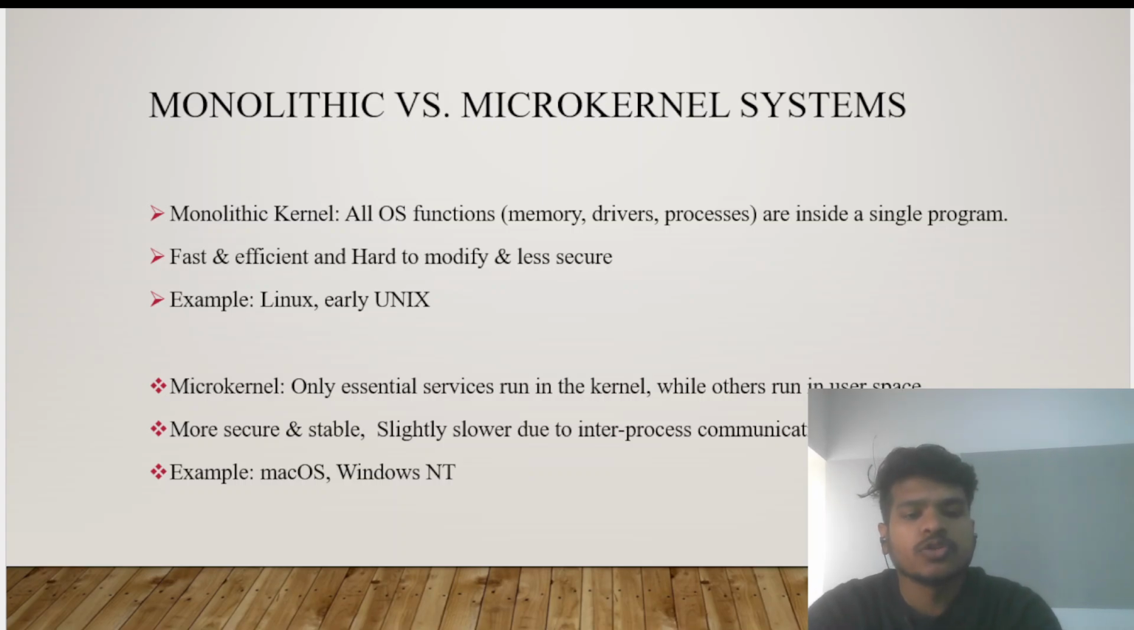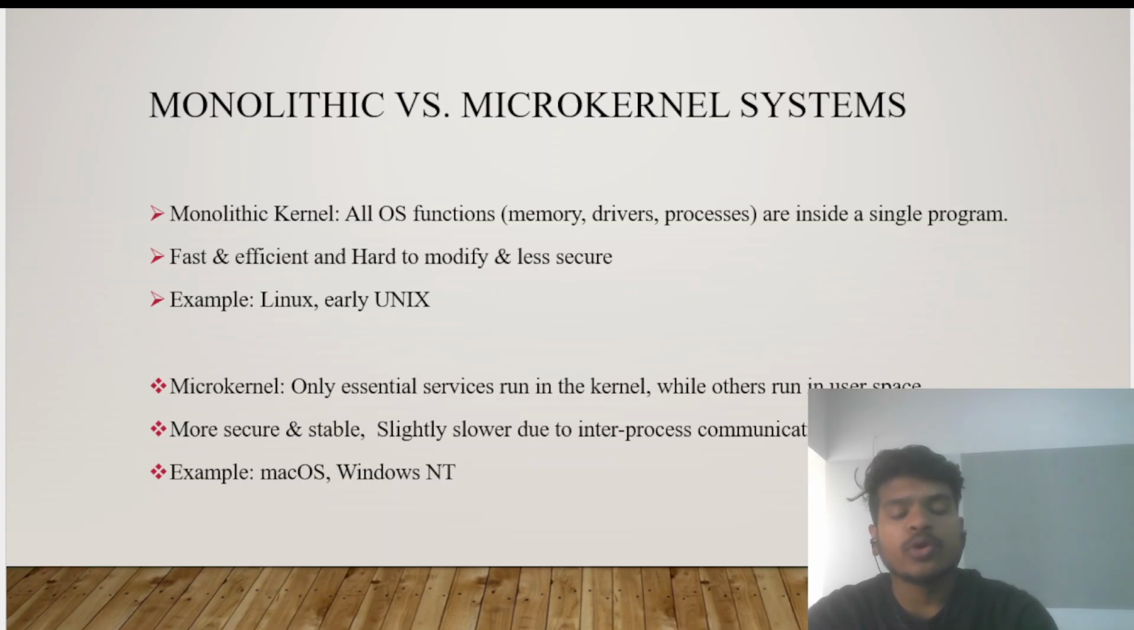But how does it work? All the core operating system functions like memory management, process scheduling, file system, and drivers run inside the kernel itself. The advantage is that it is very fast and efficient. There is direct communication between the OS components, so there is low overhead. But there are also some disadvantages of the monolithic kernel. One disadvantage is that a crash in one part of the kernel can crash the entire system. It is also very hard to update or modify. For example, older operating systems like MS-DOS and early versions of Linux use a monolithic kernel.